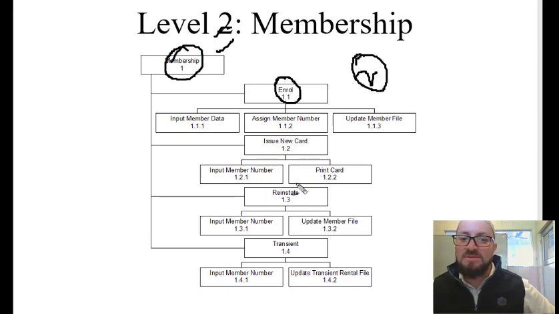And the same thing is with the others, like we have issue new card, that is having 2 sub processes. Issue new card itself was a sub process of membership, okay. Now issue new card has sub processes like input member number, print card. Reinstate was a sub process of membership, and reinstate itself has sub processes, that's why they go from 1.3.1. Reinstate was 1.3, so their sub processes will start from 1.3.1, 1.3.2, and so on.